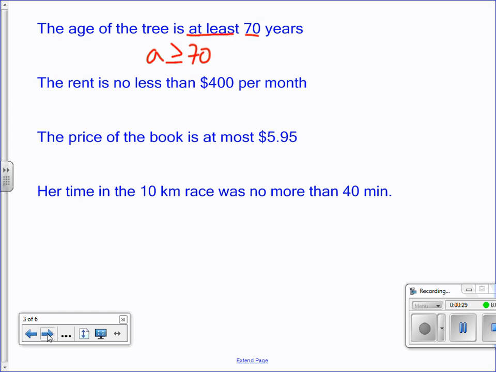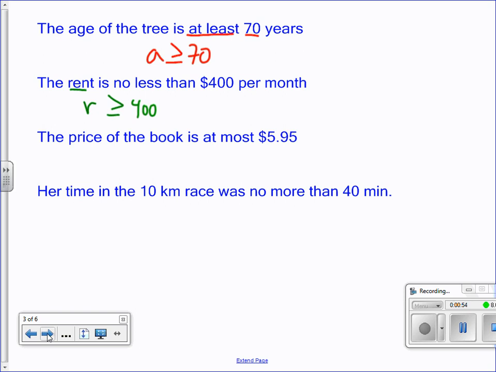Let's consider the rent. The rent, R, is no less than $400 per month. It's no less than that, so that means I'm looking for a number that is greater than or equal to $400. If the rent is no less than $400, I can think of a number just a little bit bigger. I can think of 500. 500 is no less than 400.